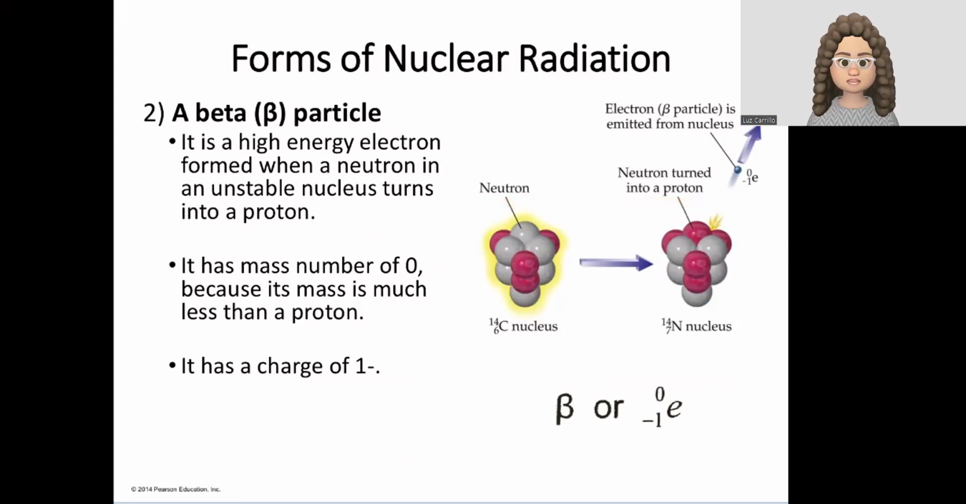Overall, because this beta particle that is emitted has a mass number of 0, and it has a mass that is less than a proton, we can designate this beta particle with the Greek symbol for beta, or we can have an e with a mass number of 0. That's why you see a 0 in the top left corner and then the -1, because that is the charge of the beta particle.